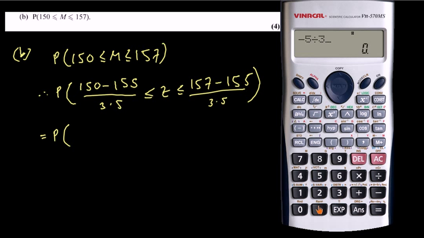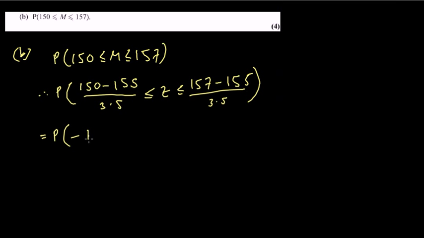So that is going to be minus 1.4286. Remember, in a continuous random variable, if you give an equal to sign or no equal to sign, it makes no difference. So I'm just going to get rid of the equal to sign and write it like this.